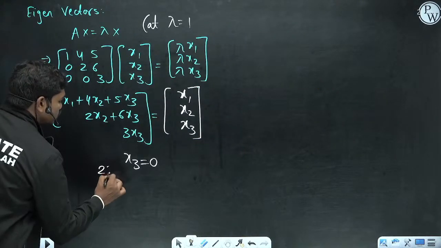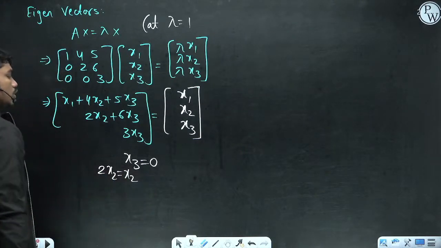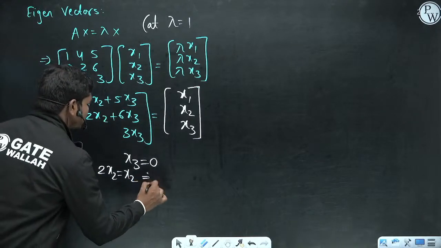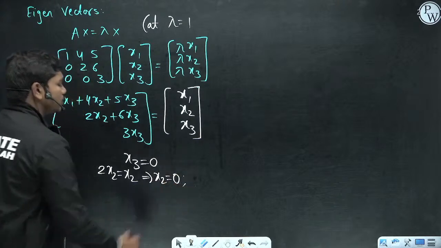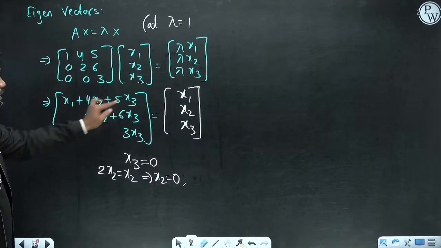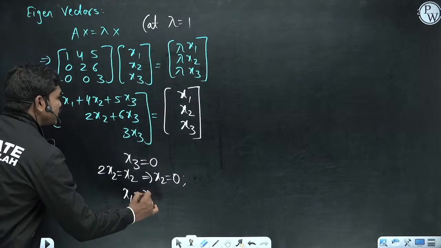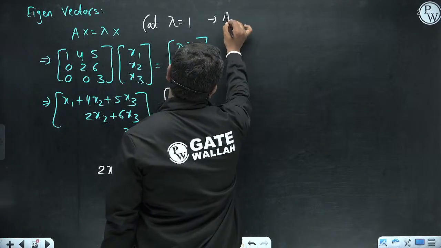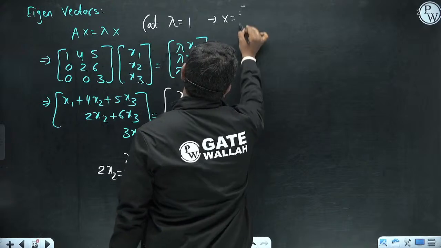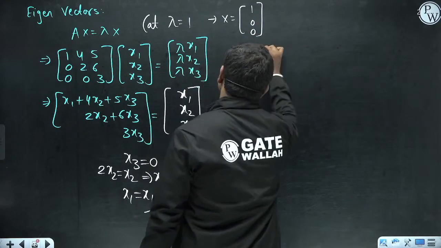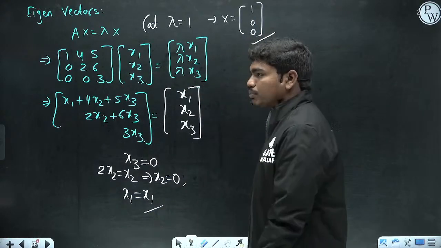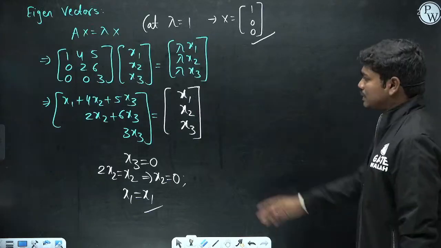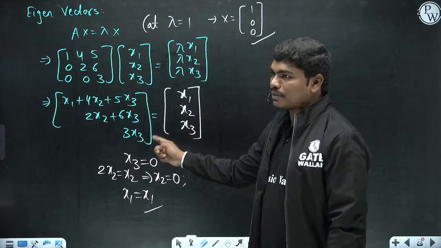Now 2x2 is equal to x2, because x3 is 0. So this implies x2 is also 0. Then if x2 is 0 and x3 is 0, x1 can be any value. So the eigenvector corresponding to λ = 1 is (1, 0, 0). This is one of the eigenvectors, because whenever λ is equal to 1, from the equation 3x3 = x3, x3 should be 0.